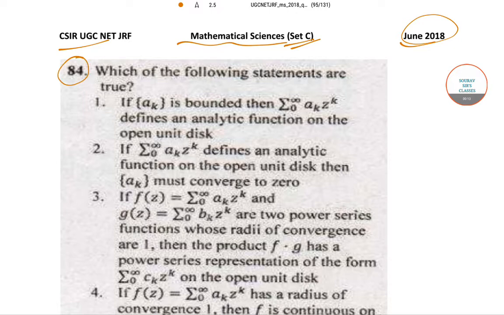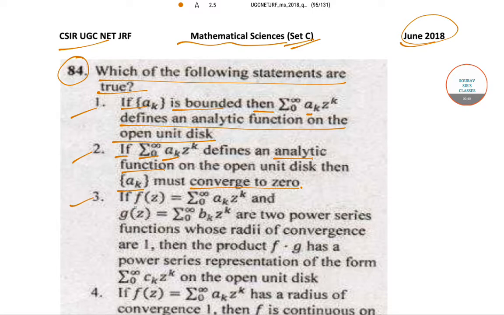In question number 84, it has been asked which of the following statements are true. Option 1: if the sequence a_k is bounded, then the summation from 0 to infinity of a_k z^k defines an analytic function on the open unit disk. Option 2 is that if the summation from 0 to infinity of a_k z^k defines an analytic function on the open unit disk, then the sequence a_k must converge to 0. This is the second option.